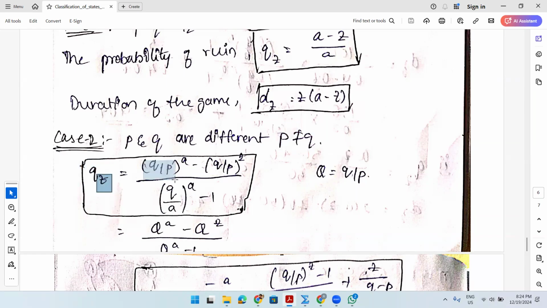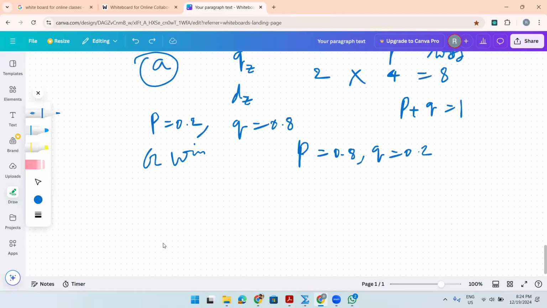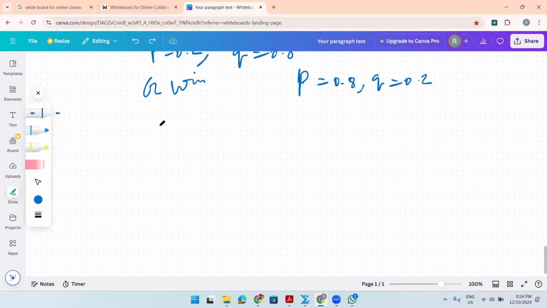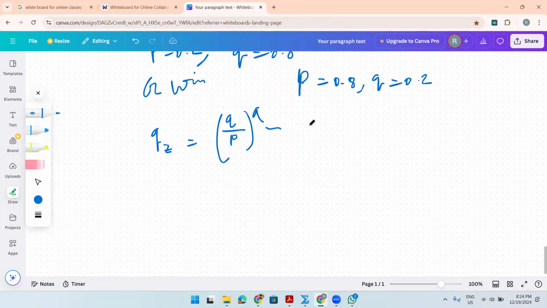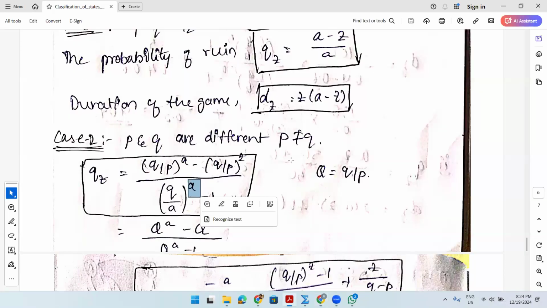Q by p power a minus q by p power z, divided by q by p power a minus 1. Here actually the writing is not good, so I'll write QZ, all are Q by P, in this case: (Q by P) power A minus (Q by P) power Z, divided by (Q by P) power A minus 1. So this is the thing.